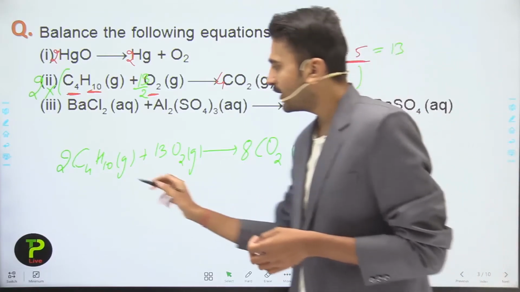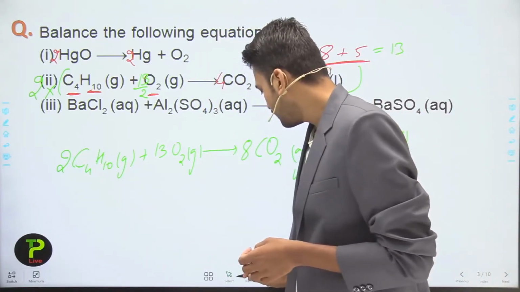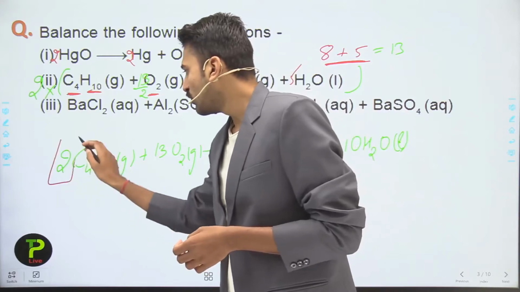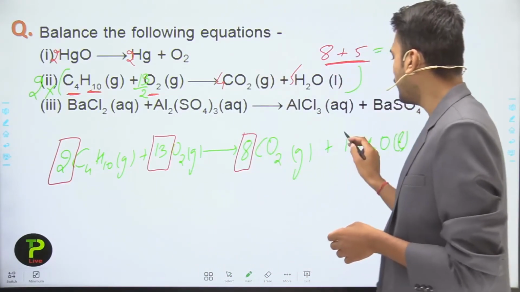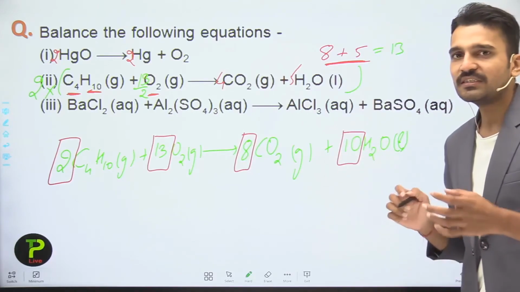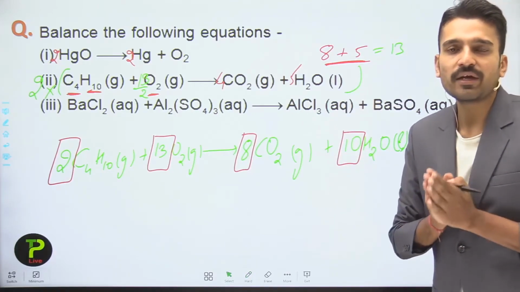So the stoichiometric coefficients are 2 for C4H10, 13 for O2, 8 for CO2 and 10 for H2O. So this is a balanced chemical equation.